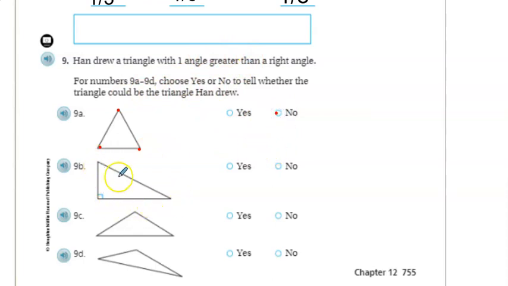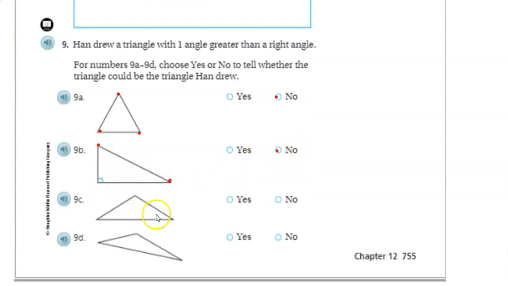Looking right here, look at this angle and this angle. Are those greater than a right angle? Hopefully you can see these are acute little angles, and this is an exact right angle. So this one would also be no.